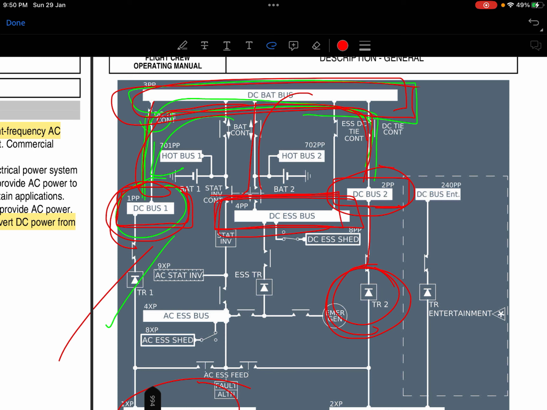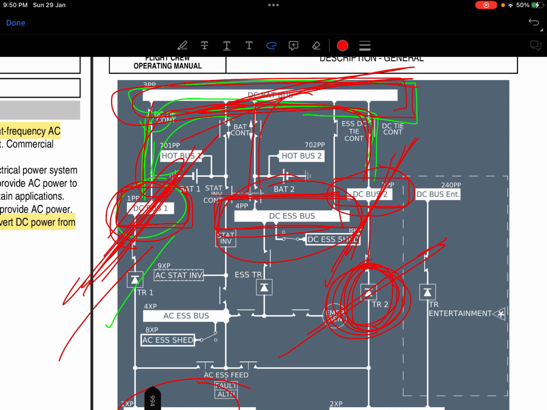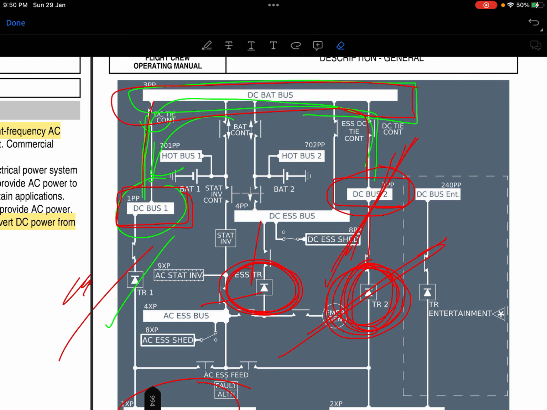So let me tell you this: a single TR cannot power more than 3 DC buses. Make it clear in your mind that a single TR cannot supply more than 3 DC buses. So this TR2 is supplying these 1, 2 and 3, right? So this DC essential bus is getting power through the essential TR and the AC essential bus. I hope it is clear now.